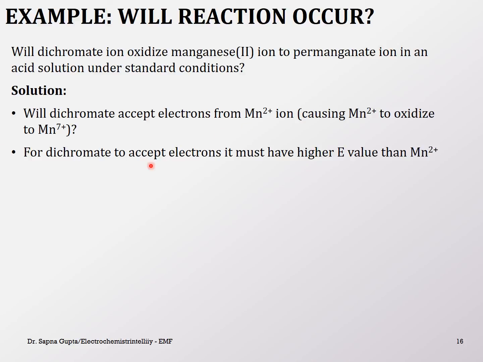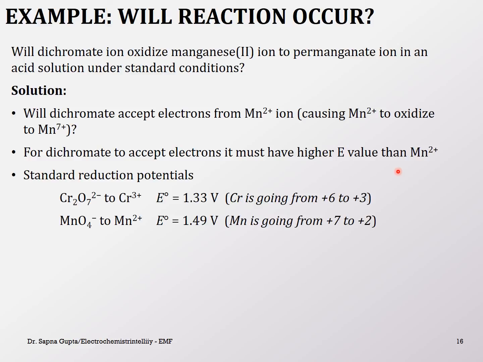So in order for dichromate to accept electrons, it must have a higher E value than manganese. Remember, lithium in our imaginary chart and fluorine right here. The more positive the number is, the easier it is for it to accept electrons. So it must have a higher E value than manganese. Now we have to get the reduction potentials from the table. For chromium, it is 1.33, and for manganese, it is 1.49. You can clearly see from these two numbers that manganese has a higher electrode potential.